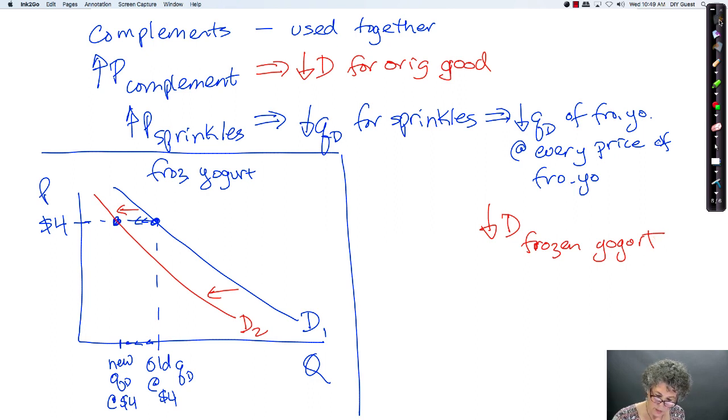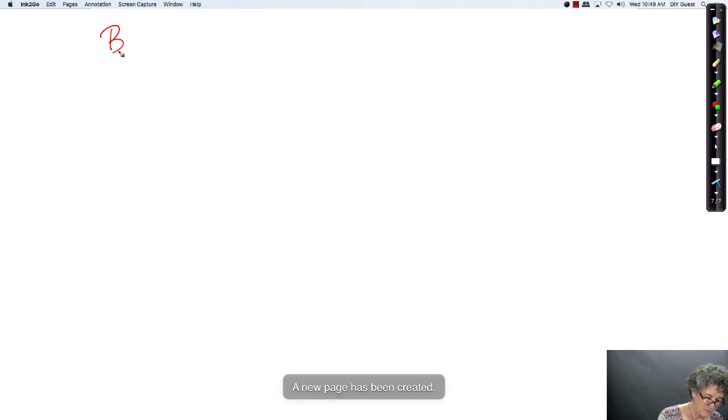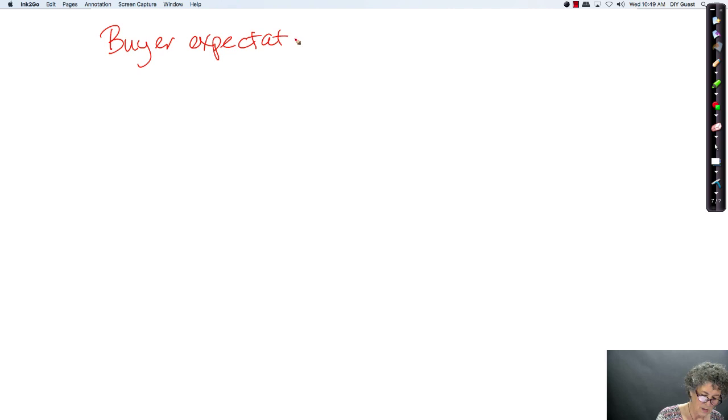New slide. Okay, the last one I didn't do yet was buyer expectations. Sloppy handwriting, sorry. Buyer expectations is kind of vague. Hope that's okay. Well, it has to be okay. What it means is their expectations. Expectations generally is what do you think is going to happen in the future? So what do you think is going to be happening in November, December, January, February? Buyer expectations. We can think about expectations of income.